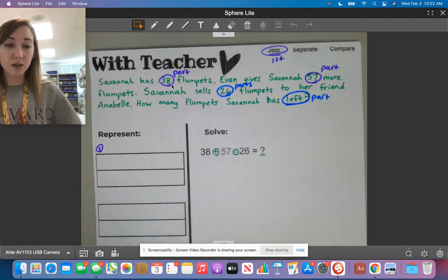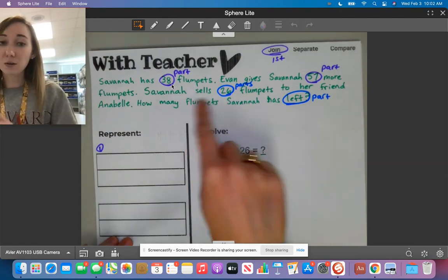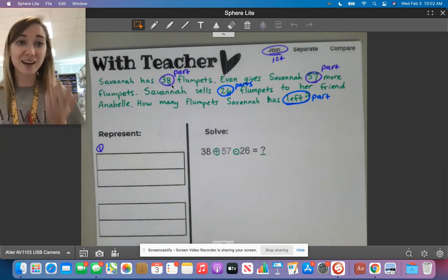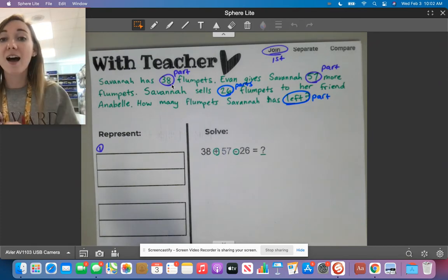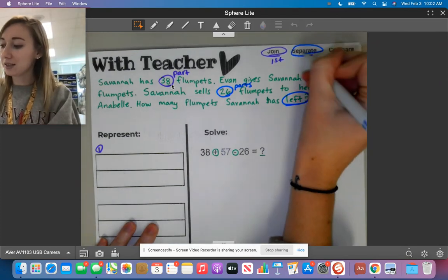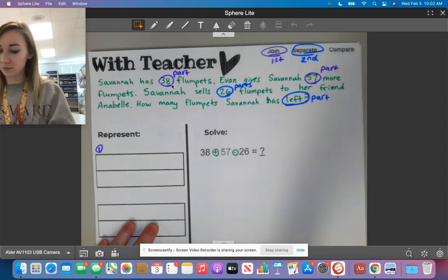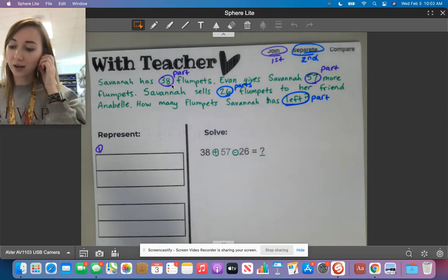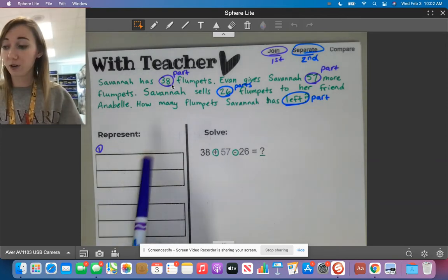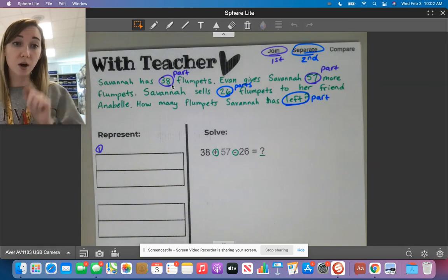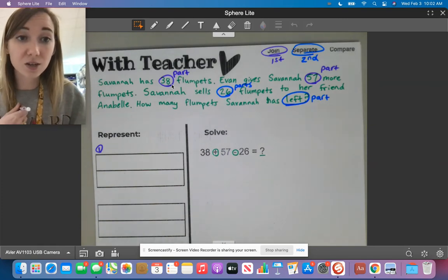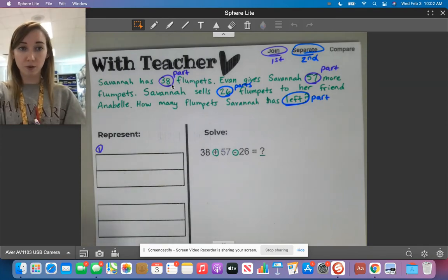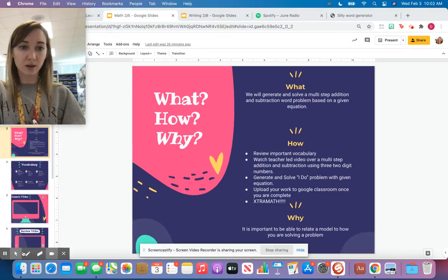And then what do we do next when she sells some of her Flumpets? Is that joining? Is that separating? Or is that comparing? What do y'all think? That is going to be separating. So we separate second. All right, so I actually want you guys to pause, and I want you to try and create the strip diagram that represents the first step of this problem, okay? So pause it real quick, and I'm going to pause too, and when we come back, I'll show you how we can build that strip diagram, okay? All right.